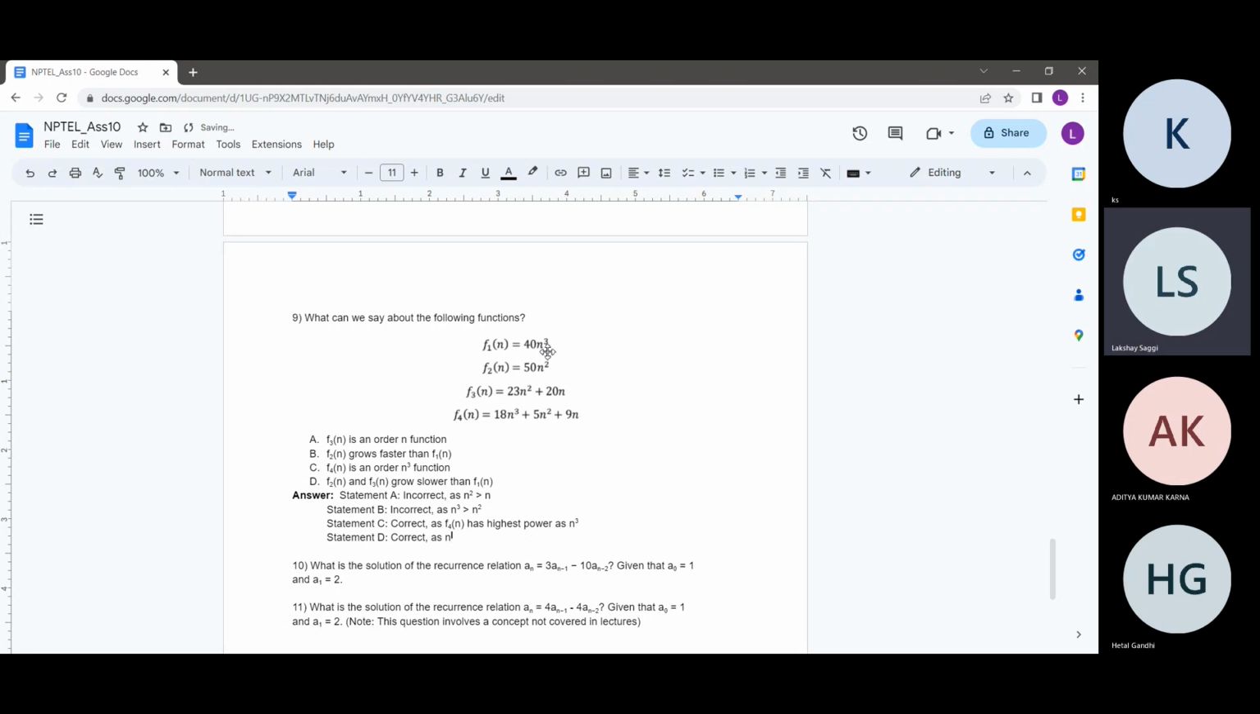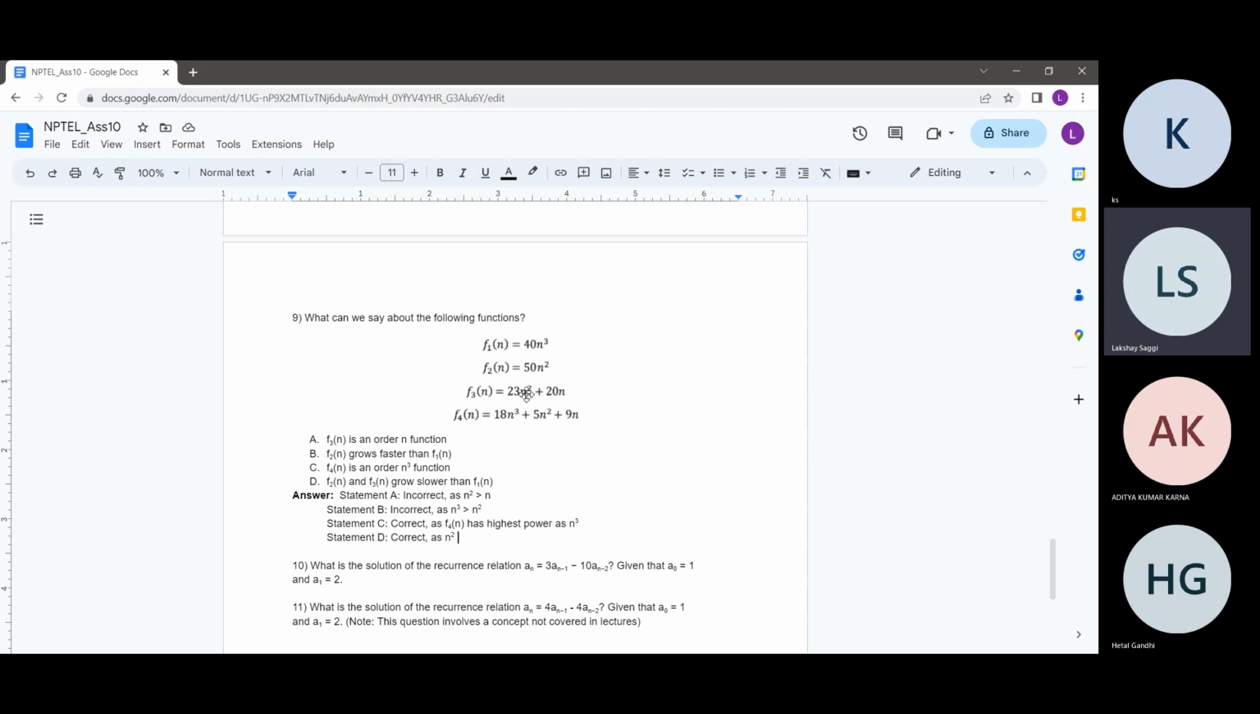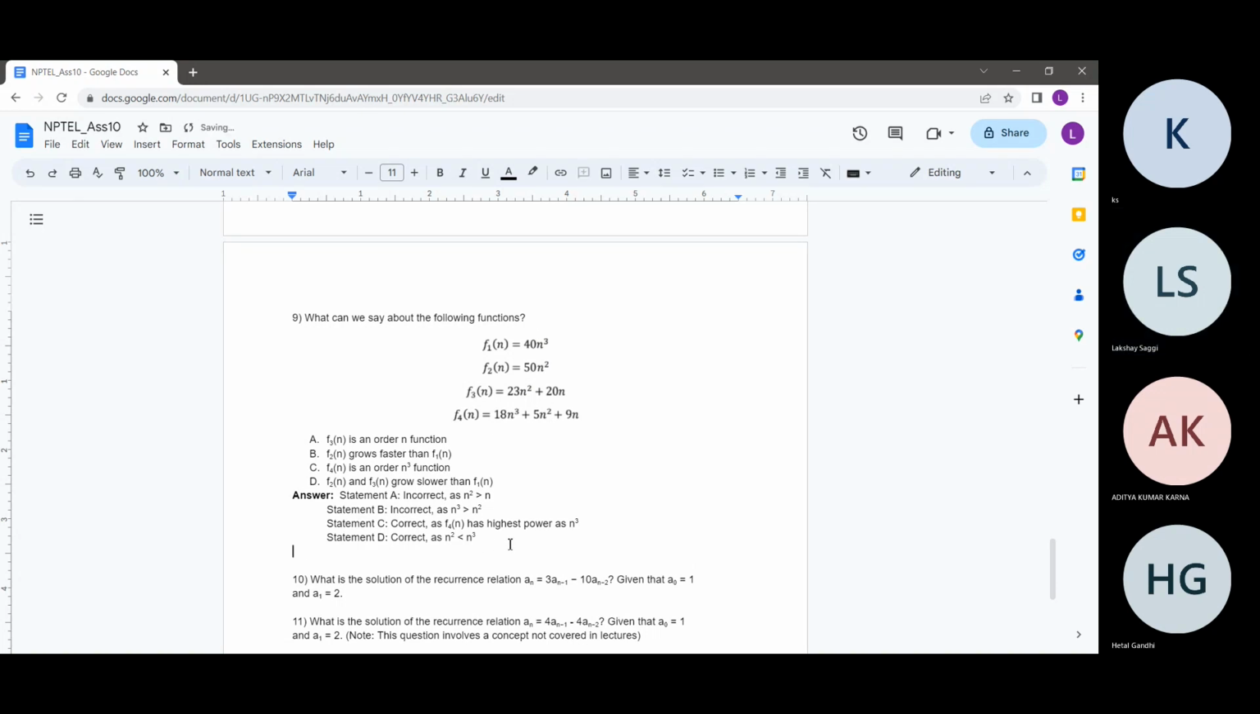This is because f2(n) and f3(n) both have highest power as n square only. So we can ignore lower powers and we can ignore constants also. So it's just n square, and f3(n) is also n square only. And n square is less than n cube; it grows slower than n cube. f1(n) has n cube, and we can ignore the constant. So statement D is also correct.